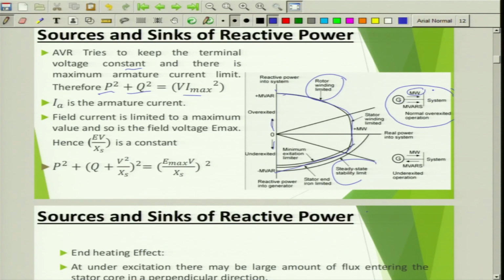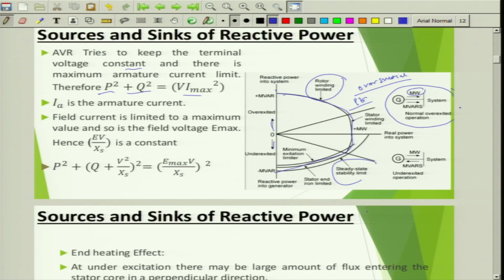And can somebody tell what is the operating power factor of the synchronous generator at this point of time, when the machine is over excited? Lagging, because the load is hungry for reactive power. The synchronous generator operating power factor depends upon the sort of load which is connected. If the load is hungry for reactive power, the generator is injecting reactive power, that means it operates at a lagging power factor.